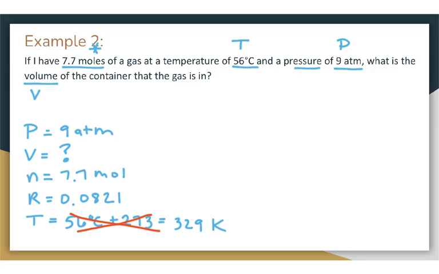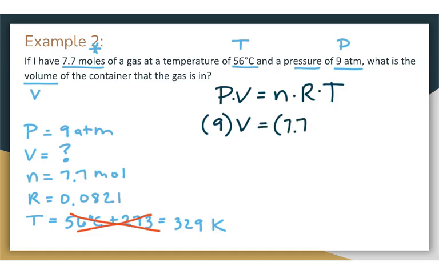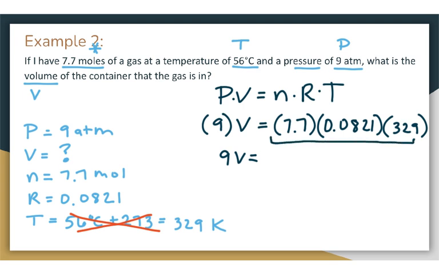All right, plugging these into our formula, that ideal gas law, PV equals nRT. I have 9 times V equals n is 7.7, R is 0.0821, temperature 329. And again, we're solving for V, so I'm going to multiply any of the numbers together that I have. 9V, that left side, we don't have anything to multiply, and then I can multiply these 3 numbers together.